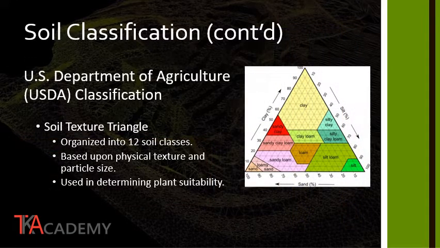A second method of soil classification is the soil texture triangle, and this comes from the U.S. Department of Agriculture, the USDA. Unlike the USCS classification, which is primarily for engineering properties, the USDA soil texture triangle is used primarily to determine plant suitability. In this method, soils are organized into 12 different soil classes. These soil classes are based upon physical texture and particle size. Each soil class has particular properties that may or may not be desirable for planting materials.